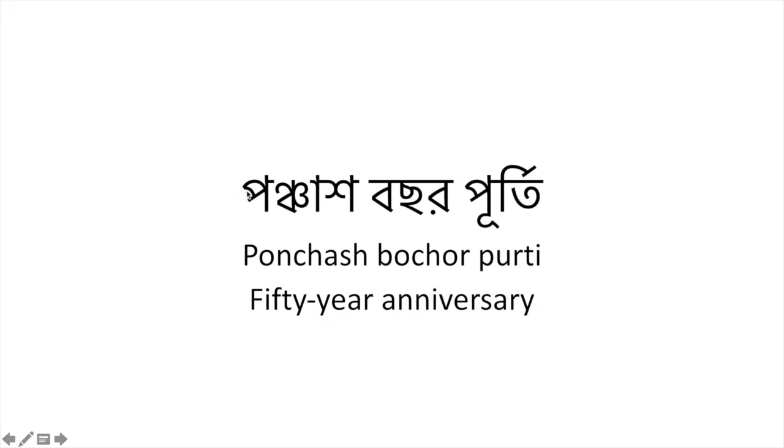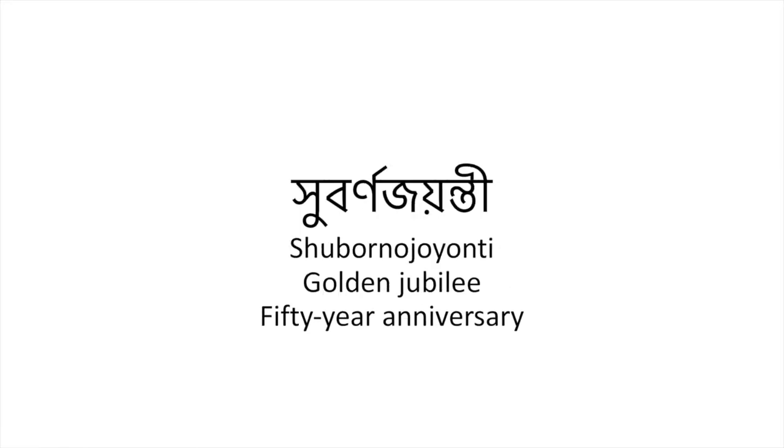Once again, this is Po, Neo Songjukta Choy Akar, Talibasho, Ponchash. We have Bochor, Bo, Cho, Bashinoro, Bochor. Po Dirgha U, Toy Rev Roshikar, Purti. Ponchash Bochor Purti. You can also say Shubarna Jayanti, whose literal translation is Golden Jubilee, which can also pass as 50-year anniversary.